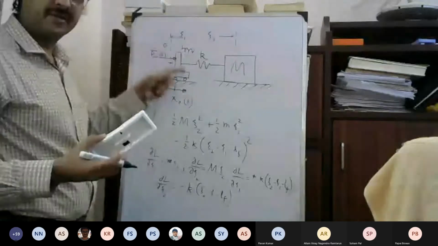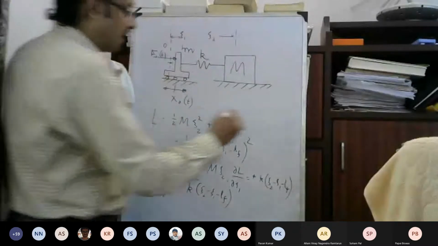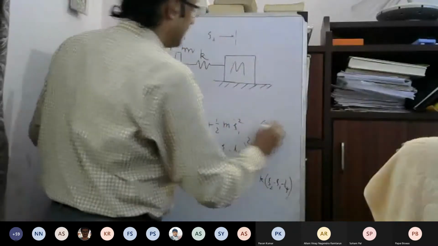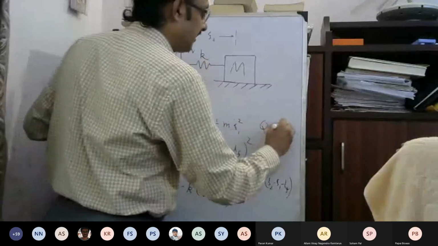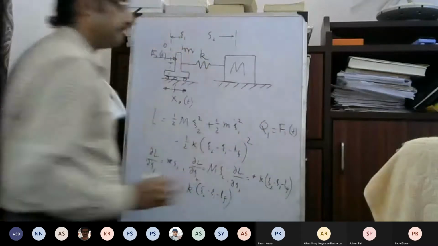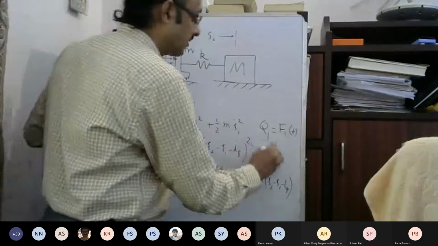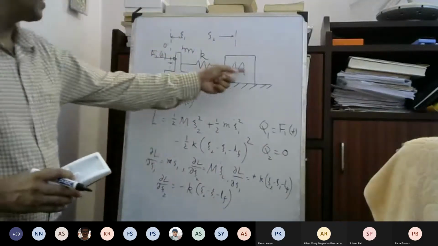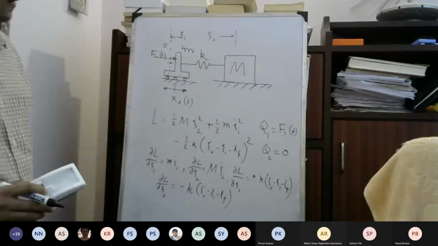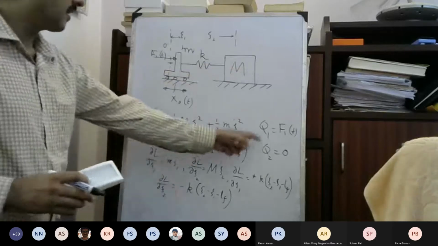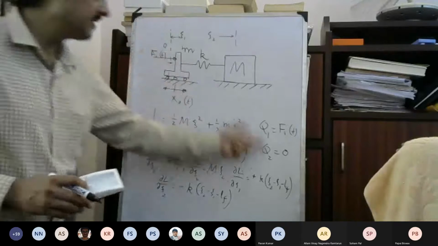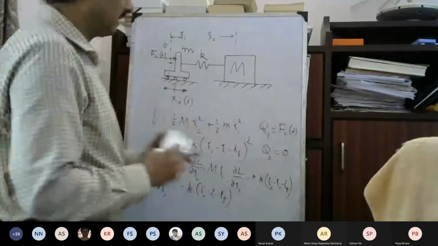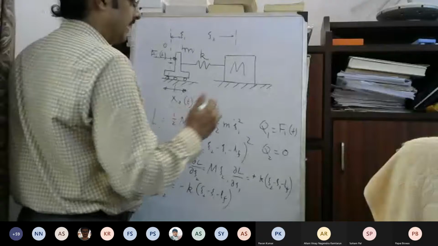I need a force here, F1 t. So Q1, if you do the same thing, will be equal to F1 t. And Q2 will be equal to 0 because there is no force acting on this mass. You check that Q2 will be equal to 0 and Q1 will be equal to F t.